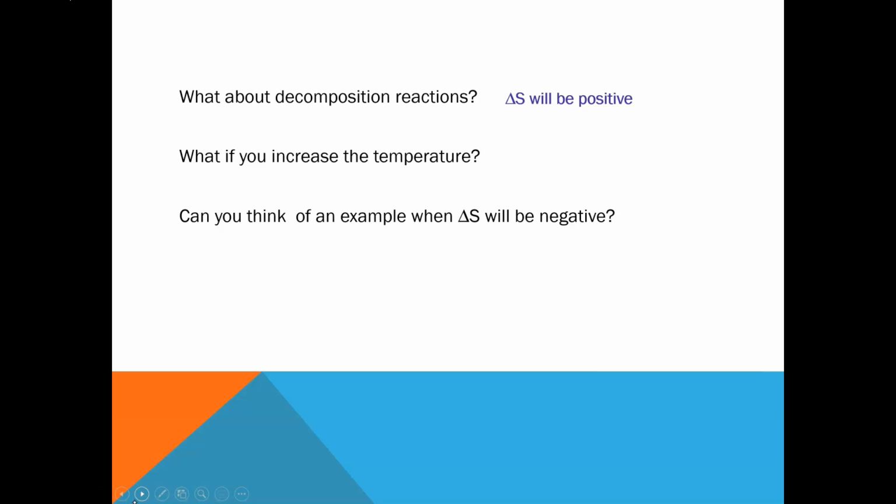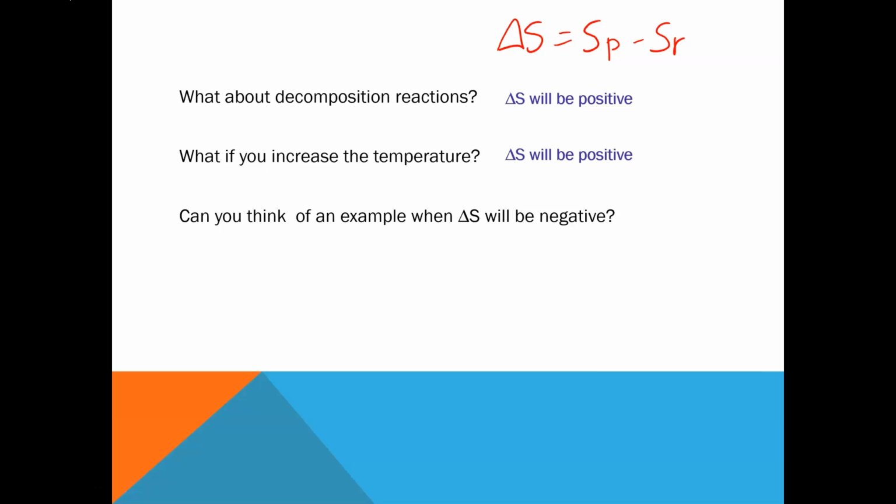Okay, so my S of the products is going to be bigger. Remember, delta S equals S of the products minus S of the reactants. This is going to be positive in a decomposition reaction because my products have more entropy than my reactants. Okay, well, what happens if I increase the temperature? If I increase the temperature, that means that my products are going to be more random, right? My product is going to have more entropy, so delta S is going to be positive.